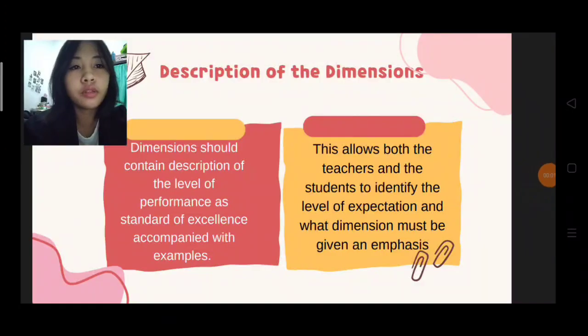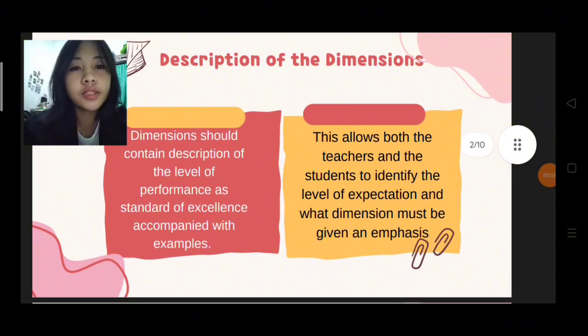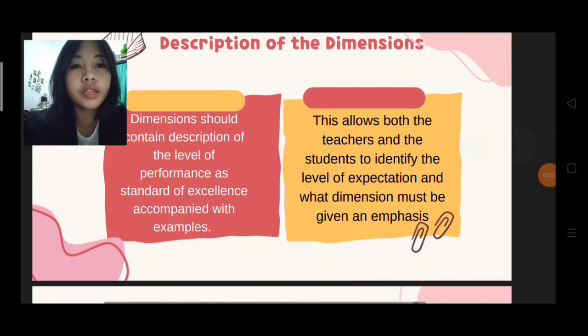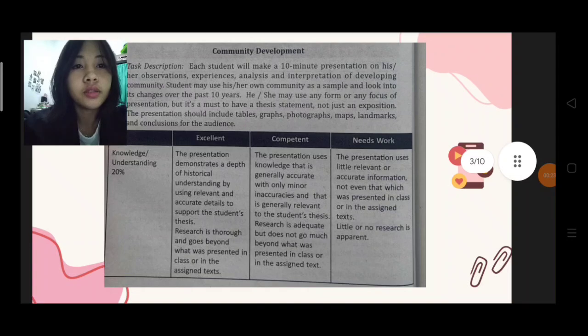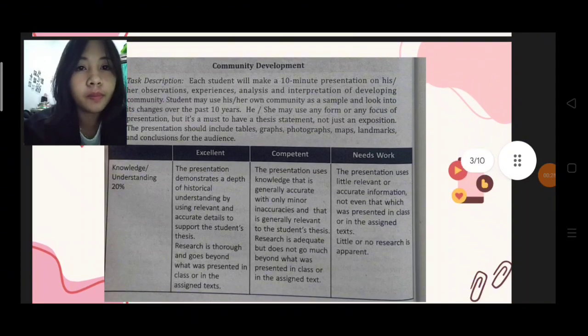This is the continuation. So now we're on to the description of dimensions. It says here, dimensions should contain a description of the level of performance as a standard of excellence accompanied with examples. So this allows both the teachers and the students to identify the levels of expectation and what dimension must be given an emphasis. So here we have an example.